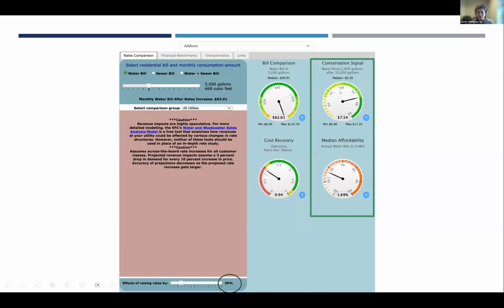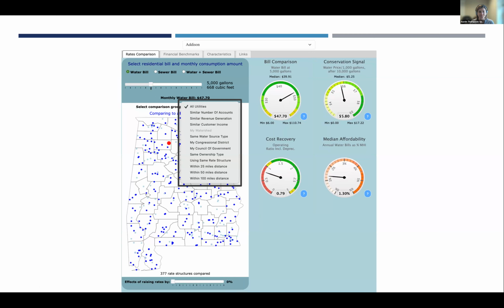These dials on the right also change. So the conservation signal has moved from just below the 50th percentile up to about the 75th percentile. And then the median affordability has shifted from maybe about 1.2 to 1.69. So again, hopefully you can see those faint lines that show where it was before. But this is, again, just an additional feature of the dashboard if it's something that you're interested in.